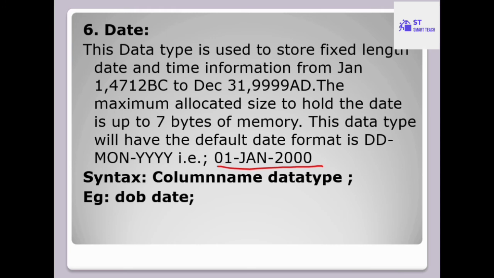This data type will have the default date format, okay, the default date format is date, month, year, 01 January 2000. Syntax for date data type: column name, data type. So here column name is date of birth and it is date data type. Here no need to specify the size because it has a default value, that is a default format, that is date, month, year. So no need to specify the size of date data type.